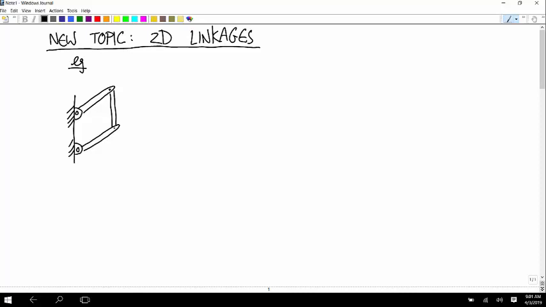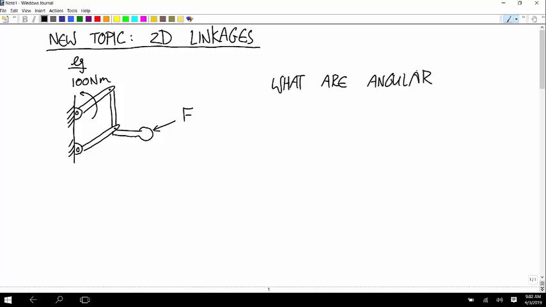So let's say that there are pin joints connecting all these things. And then there's some known force vector applied here. And let's say that you apply some known couple here, 100 Newton meters or something. What are the angular accelerations of the individual bodies?